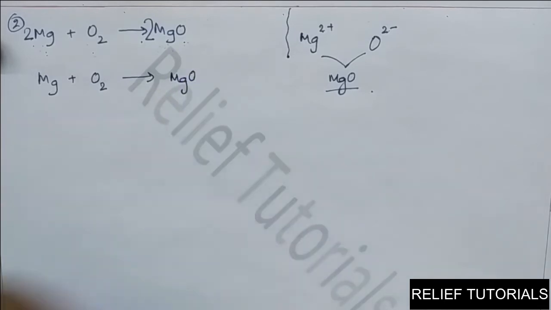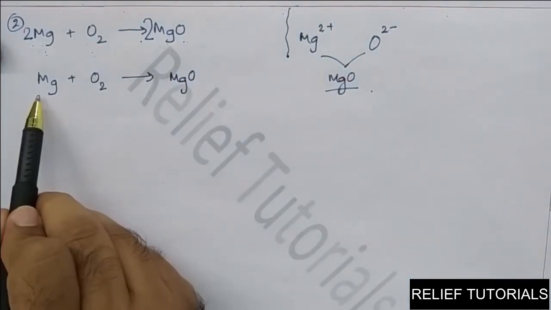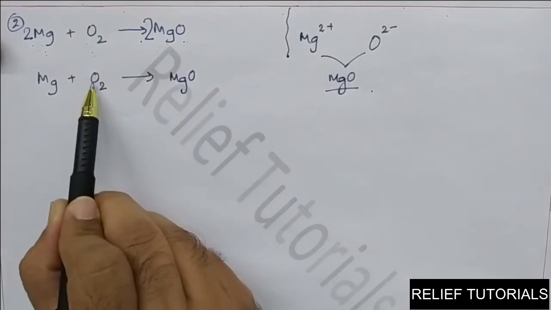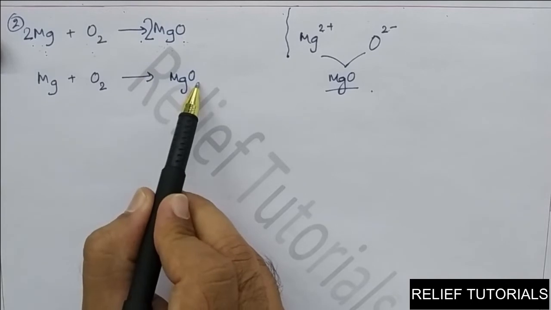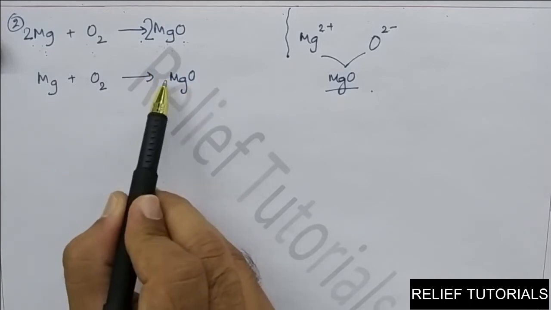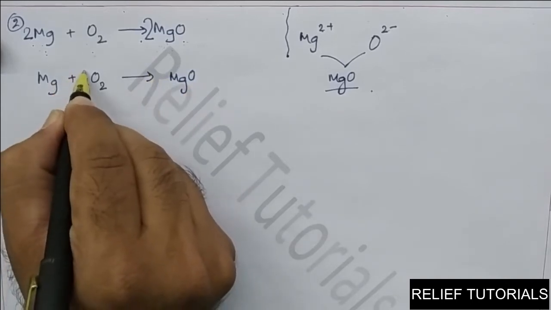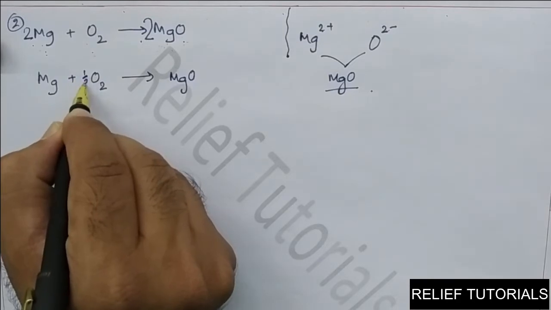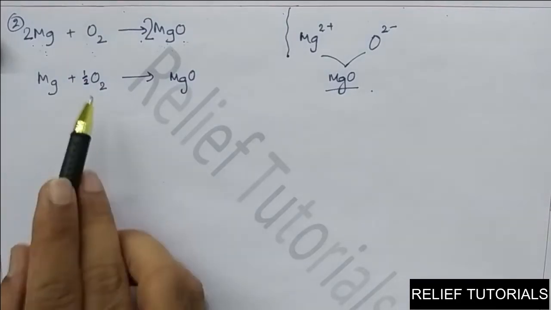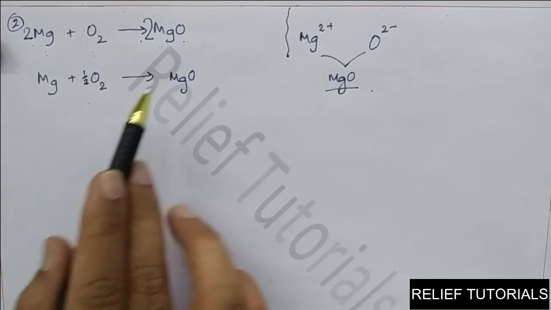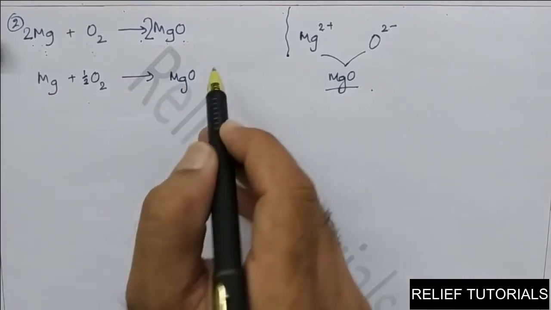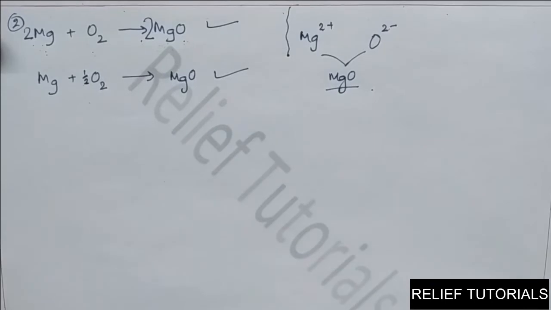But one more method, magnesium Mg plus O2 gives MgO. One more method by which we can balance it. Magnesium 1, magnesium 1. O2, O1. Previously we made O2 here by writing 2. But if you multiply half here, then what will it be? Half of O2 means 1 O. So magnesium 1, O1, magnesium 1, O1, balanced. So both are correct ways to represent.